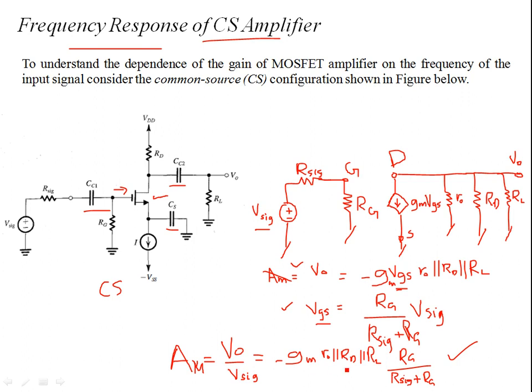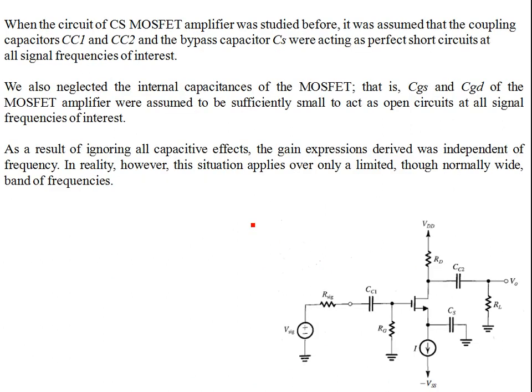But if your frequencies are low enough or very high, you have to take into consideration the effect of the external capacitances as well as the internal capacitances. To understand the dependence of the gain of a MOSFET amplifier on the frequency of the input signal, let's consider the common source (CS) configuration shown below. This configuration is without capacitances again. Up until this point, this is what we have discussed, derived small signal parameters. So let's go ahead and include some capacitances now.